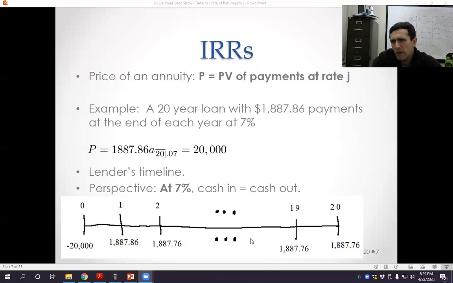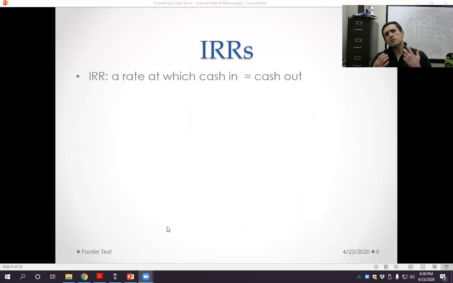And one way of thinking of this is simply that at 7%, the cash out, my initial investment of $20,000, equals the cash in, the $1887.86 payments I get at the end of each year, time valued. Right? And in that sense, that's all there is to internal rate of return. If that made sense, then you understand internal rate of return. It's literally just an interest rate at which cash in equals cash out, right?